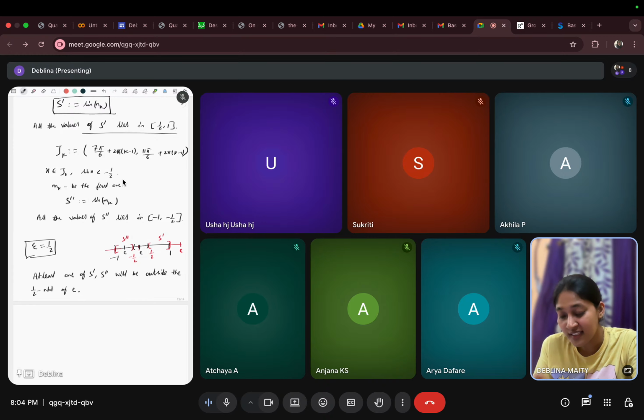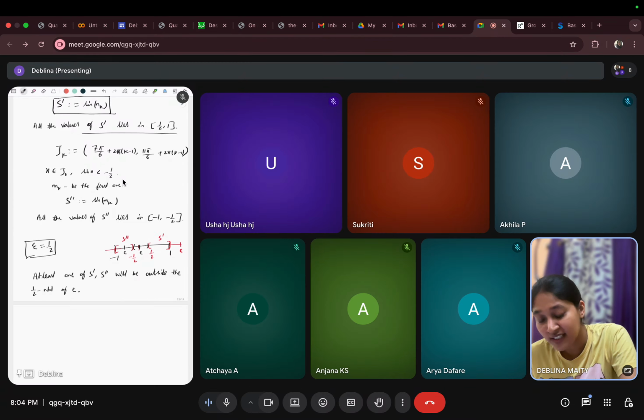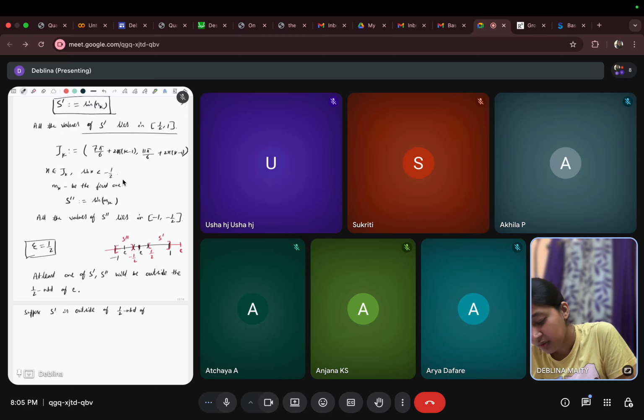If we take any C and take the half neighborhood, at least one of S dash and S double dash will be outside, right? And then this means what? Suppose S dash is outside of the half neighborhood of C. This means what?